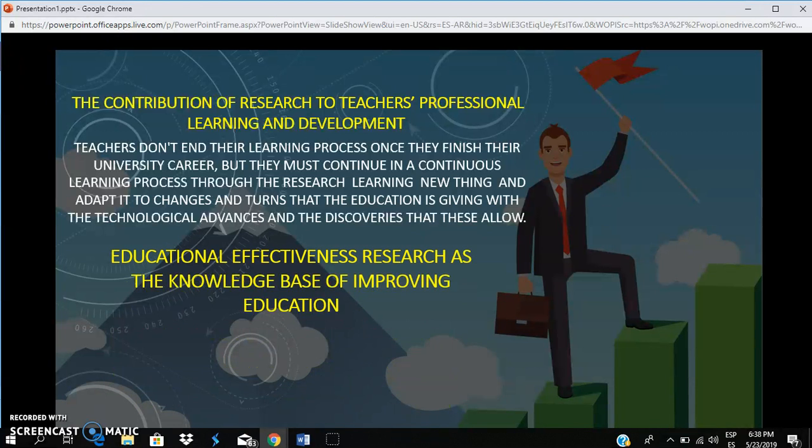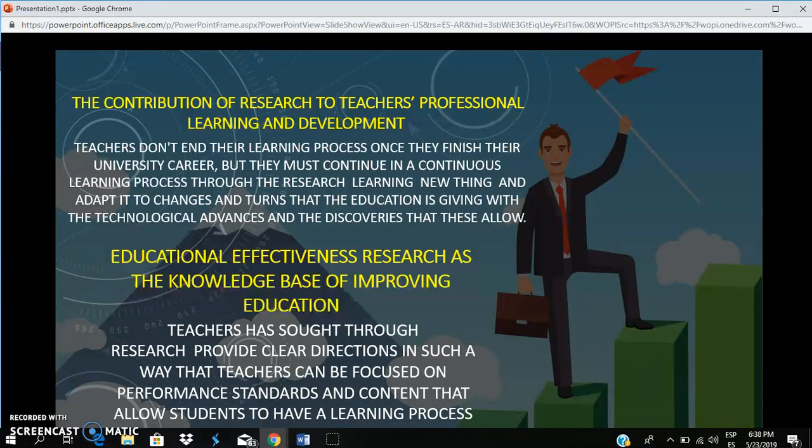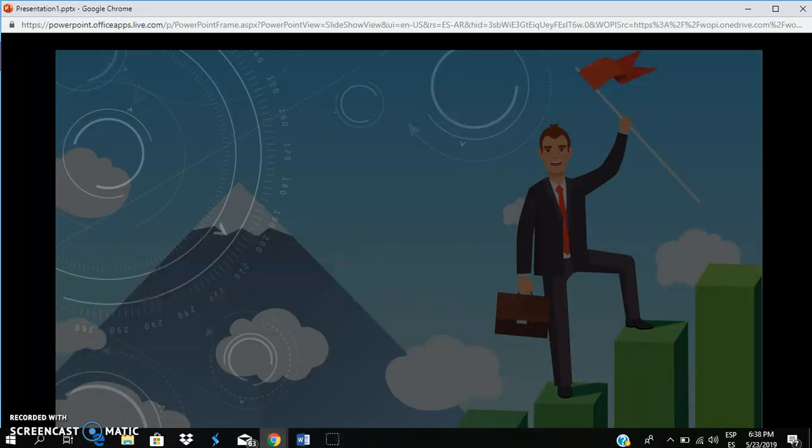Educational efforts and research effectiveness: research as the knowledge base for improving education. Through research, teachers are given clear directions in such a way that they can focus on performance standards and content that allow the student to carry out a learning process.